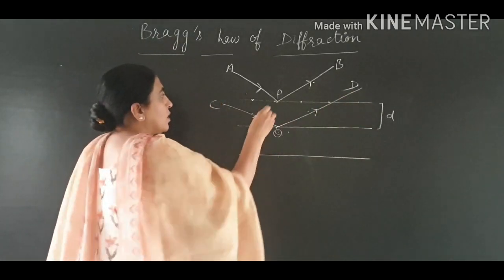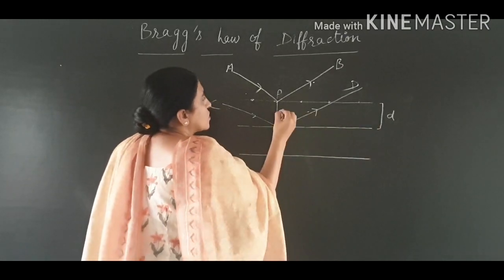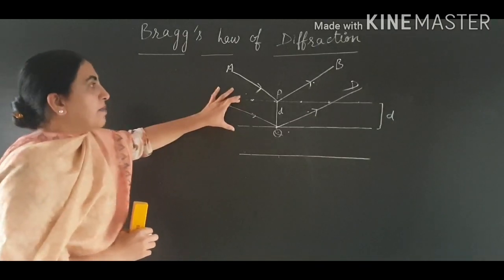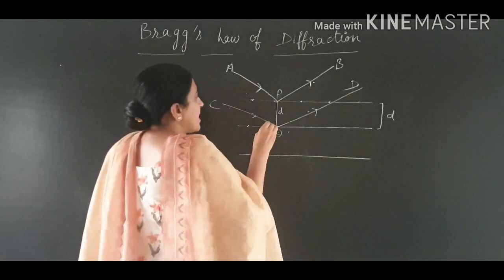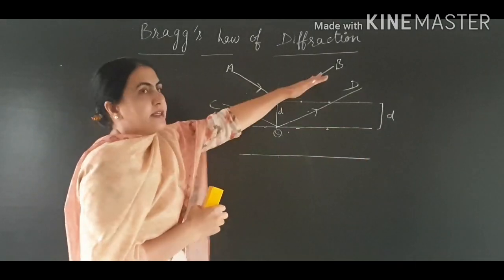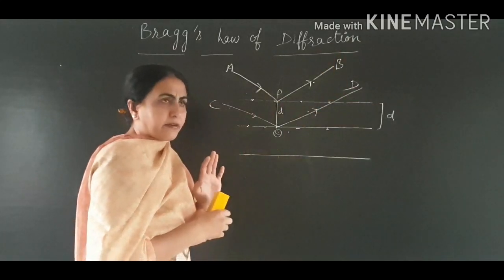Clear? So when we join this point P to Q, this is distance d. So this is d. These are a parallel set of planes with distance d between them. A ray is incident on this and scattered, another ray is incident on it and scattered, and we get a diffraction pattern.